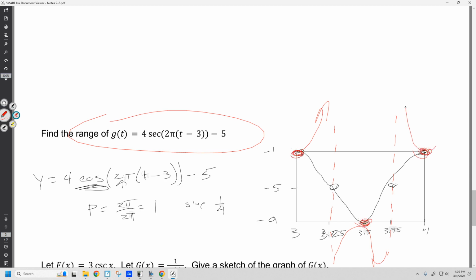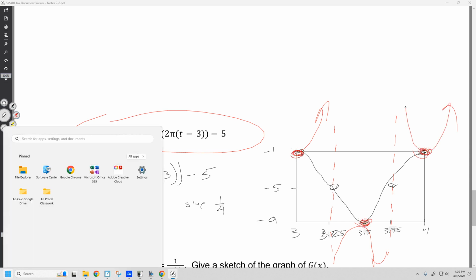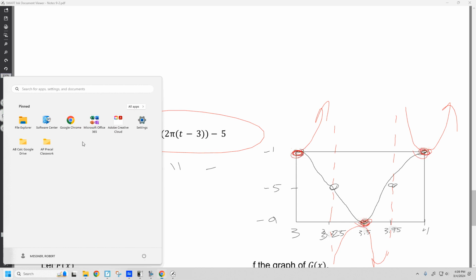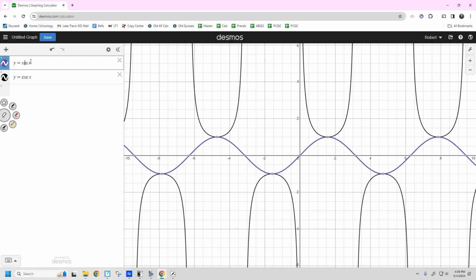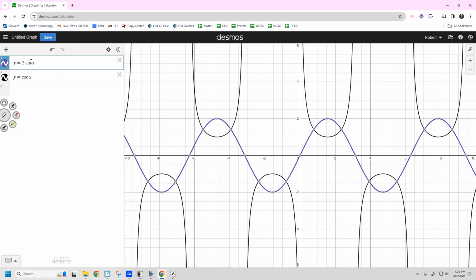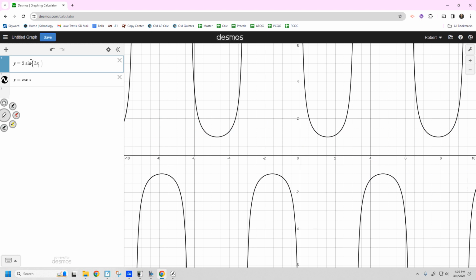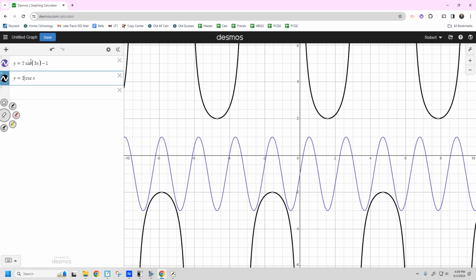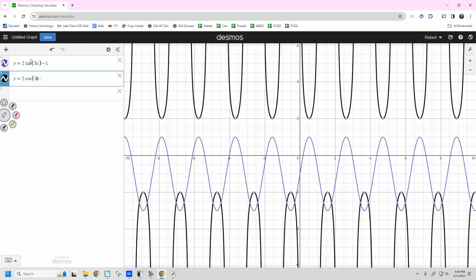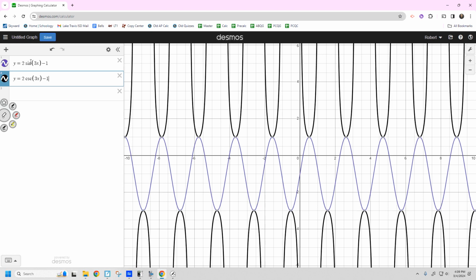What you will see is that if you know sine's graph with all of its adjustments, you will know cosecant's graph with all of its adjustments. And then you can answer any question that comes at your way.